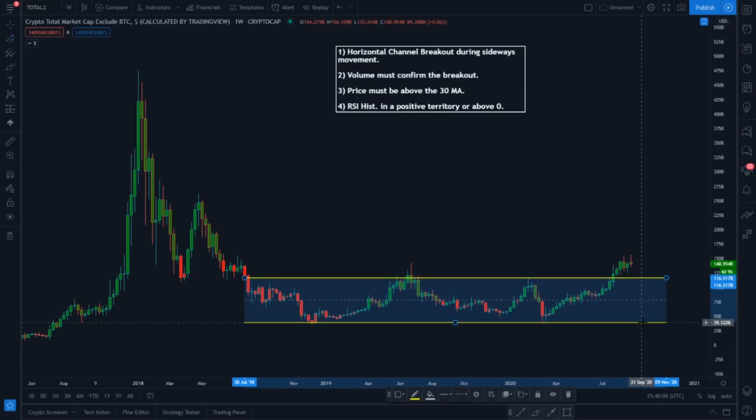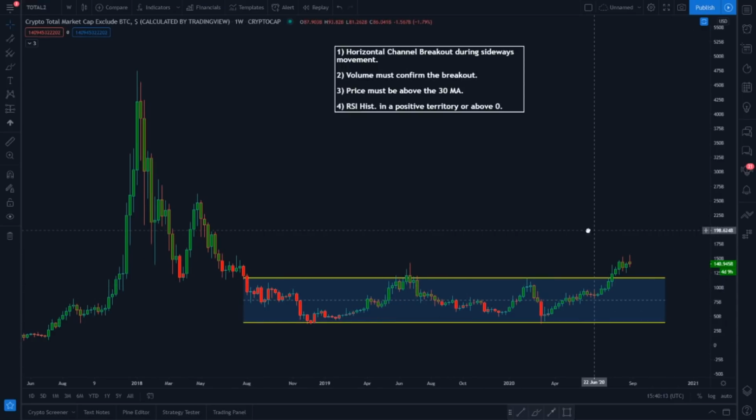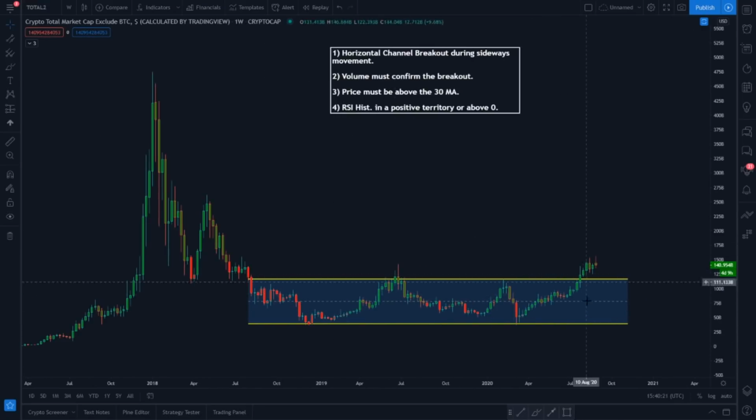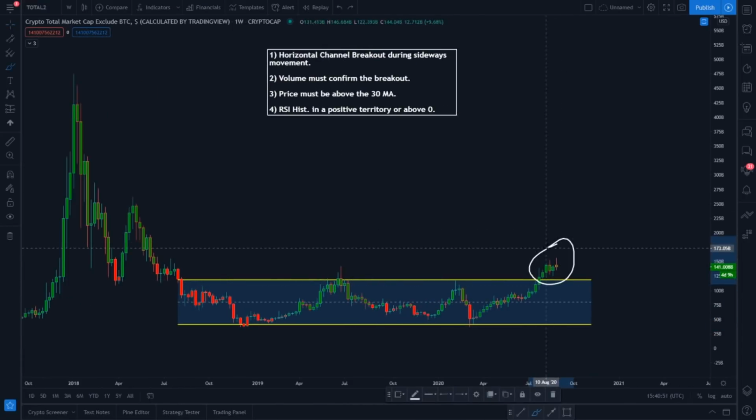It started consolidating and found itself trapped between this horizontal channel, and you can see this was a longer period consolidation. When the price closed above this level, guys, we have a breakout scenario at this current stage. You can see the upper line of this channel got broken, price came back to retest this level, and now it's also indicating the trend might be heading to the upside for the altcoin market, right?